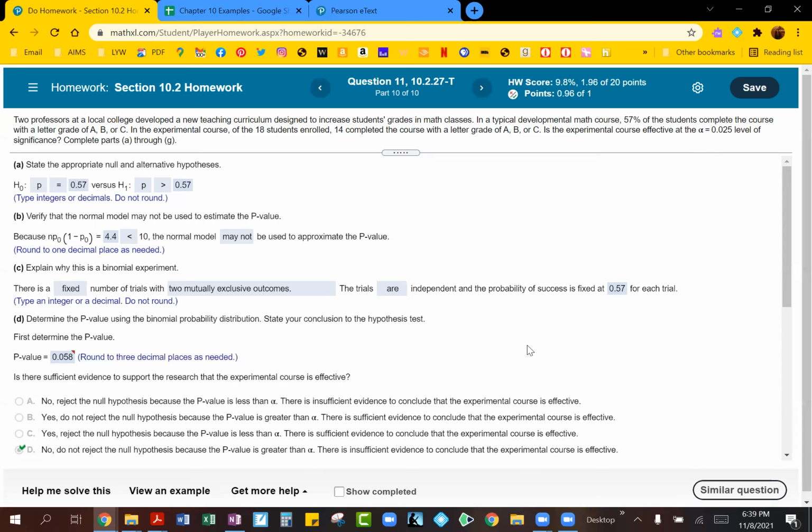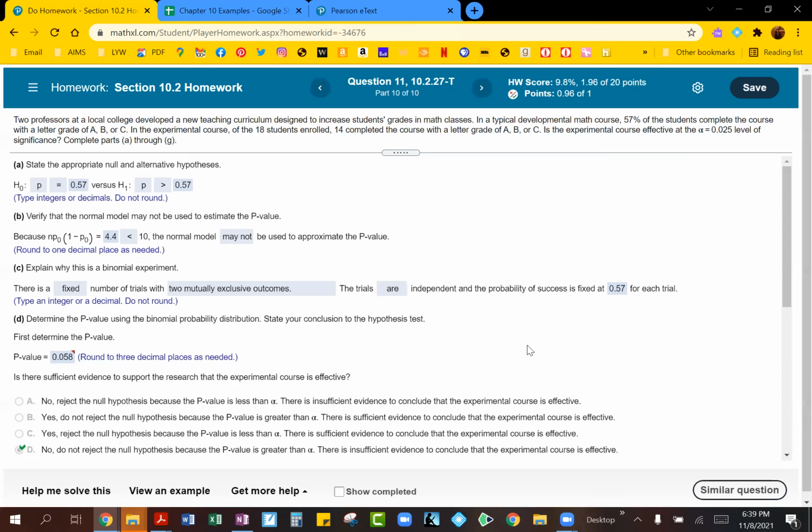In this new experimental course, out of 18 students, 14 of them successfully complete the course with an A, B, or C grade. So they want to know, is the experimental course effective at the 0.025 level of significance for our alpha value?